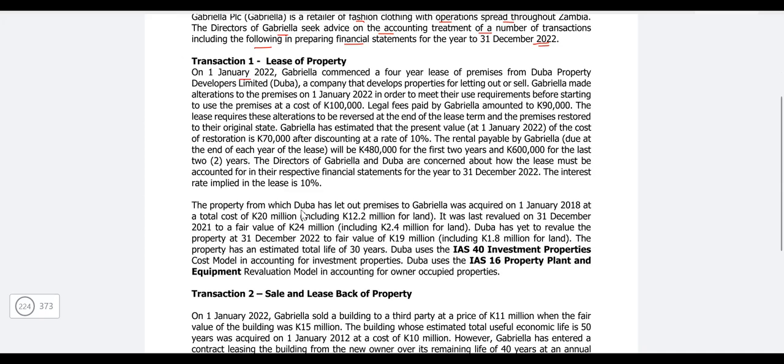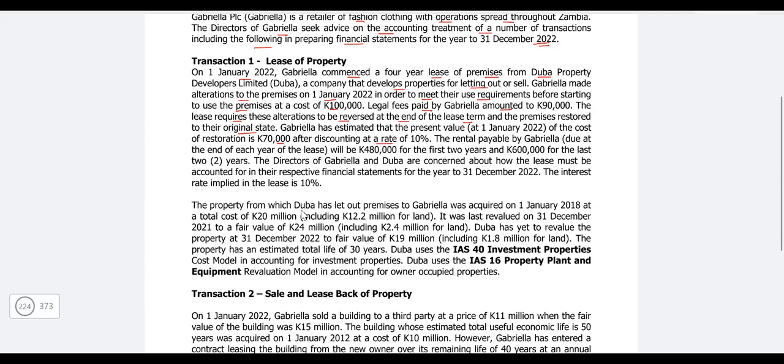So on 1st January 2022, Gabriela commenced a 4-year lease of the premises from Duba Property Developers, a company that develops properties for letting out or sale. Gabriela made alterations to the premises on 1st January 2022 in order to meet their use requirements before starting to use the premises, at a cost of K100,000. Legal fees paid by Gabriela amounted to K90,000. The lease requires these alterations to be reversed at the end of the lease term and the premises restored to their original state. Gabriela has estimated that the present value of the cost of the restoration is K70,000 after discounting at the rate of 10%.